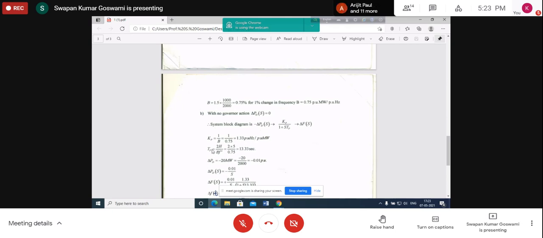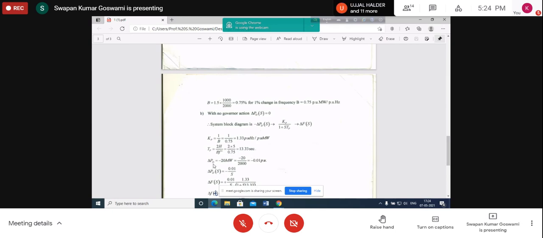And Tp, the time constant of the power system, is 2H by Bf0. H is 5, B is the value we have calculated, 0.75 per unit megawatt per unit hertz, and f0 is the nominal frequency, meaning 1 per unit frequency. So 2H by Bf0, putting in the values, becomes 13.33 seconds.